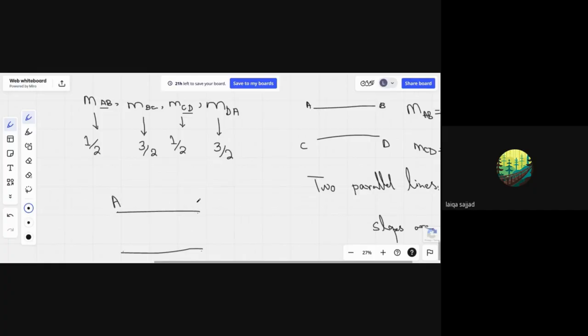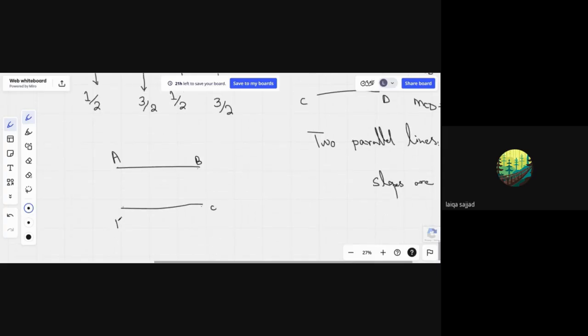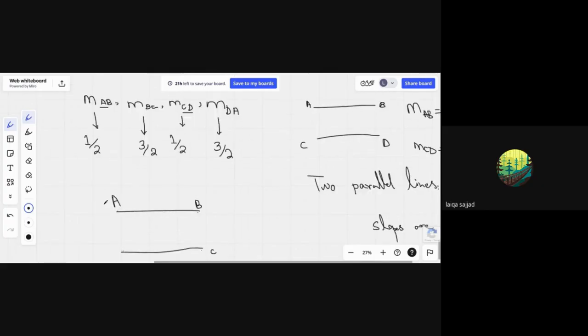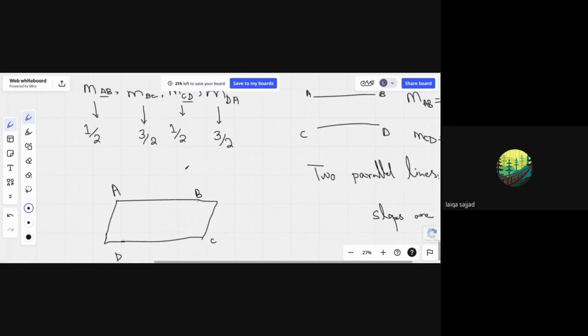This is A, this is B, this is C, and this is D. So these two will be parallel to each other, and the other two are also parallel to each other, but they are different from these two. A, B and C, D are the same as each other, so they are parallel to each other, but different from the other two.